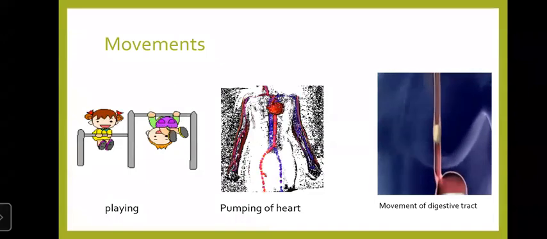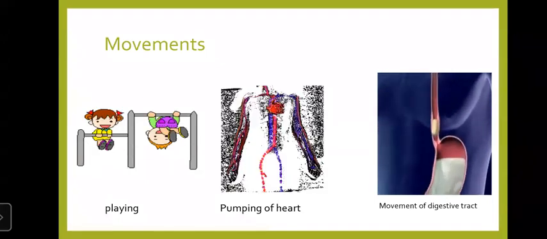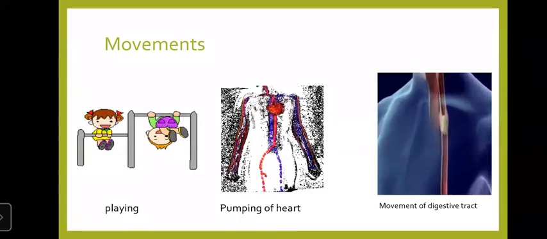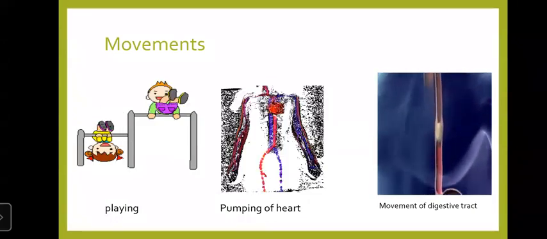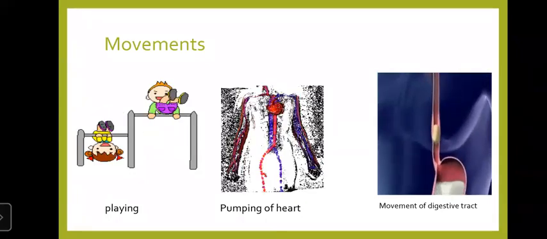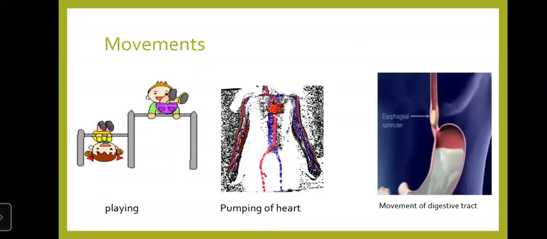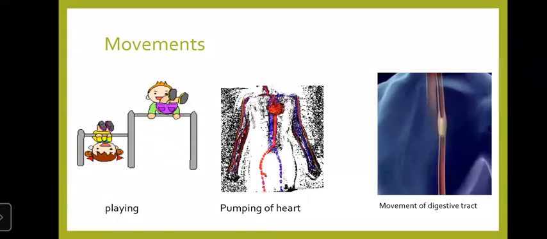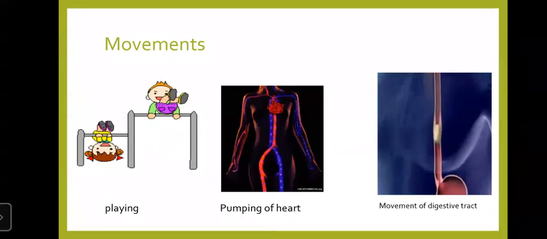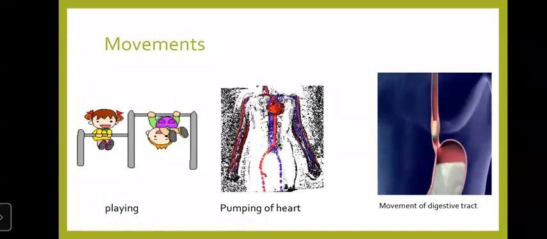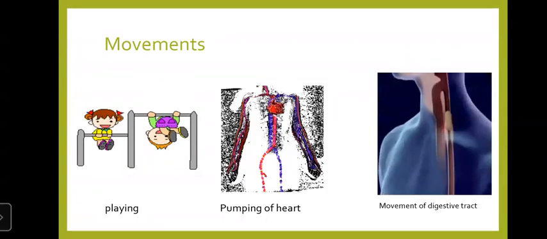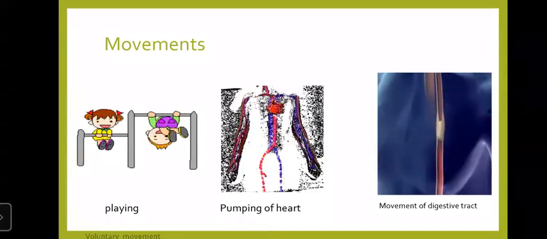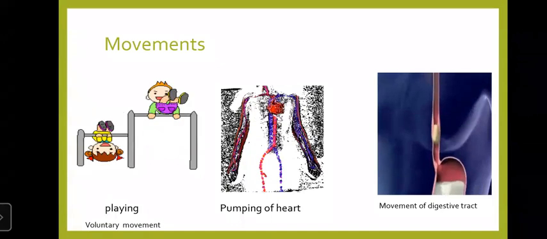Students, we all know that walking, dancing, running, these are all activities that we can control by ourselves. We ourselves can decide how much I want to walk, how much I want to play, and can stop after that. Such activities or movements which are under the control of our will are known as voluntary movements.